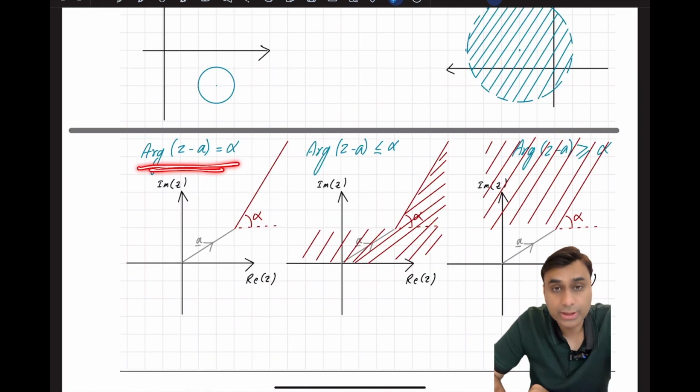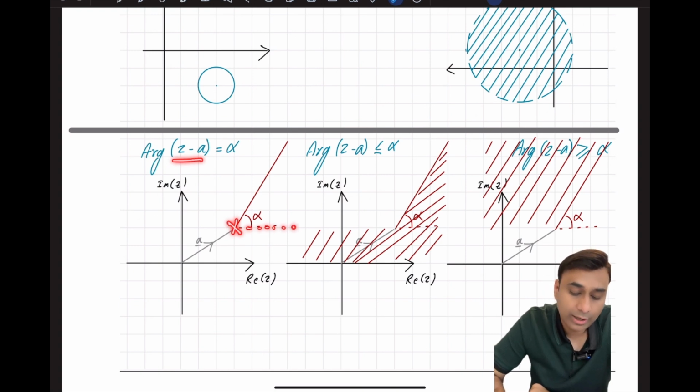Whenever you have to sketch a locus of points of the form argument of z minus a is equal to alpha, you equate the brackets to 0. That will be your point of reference, and at that point of reference you draw a dashed horizontal line to measure the angle, and then you draw a half line at that particular angle.